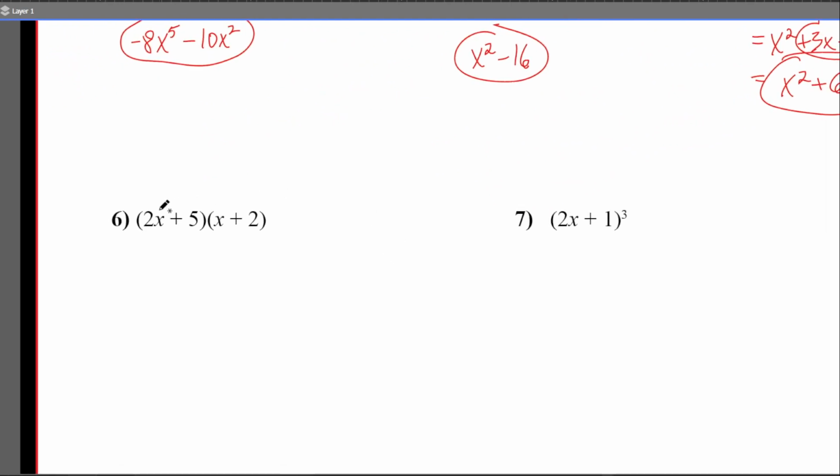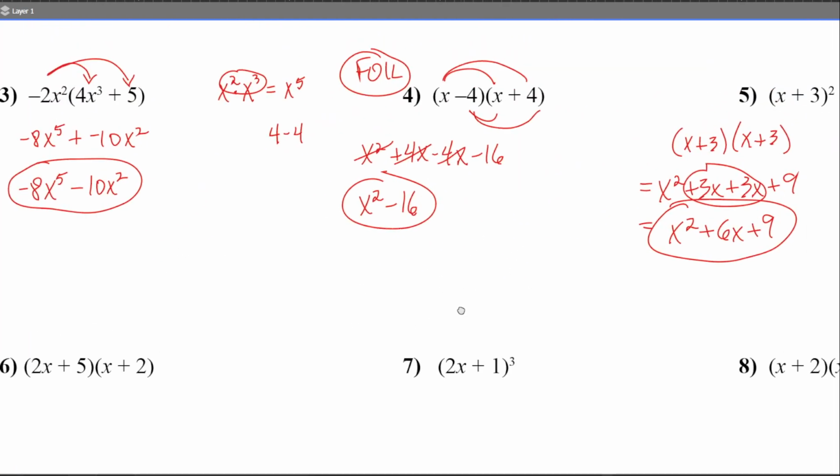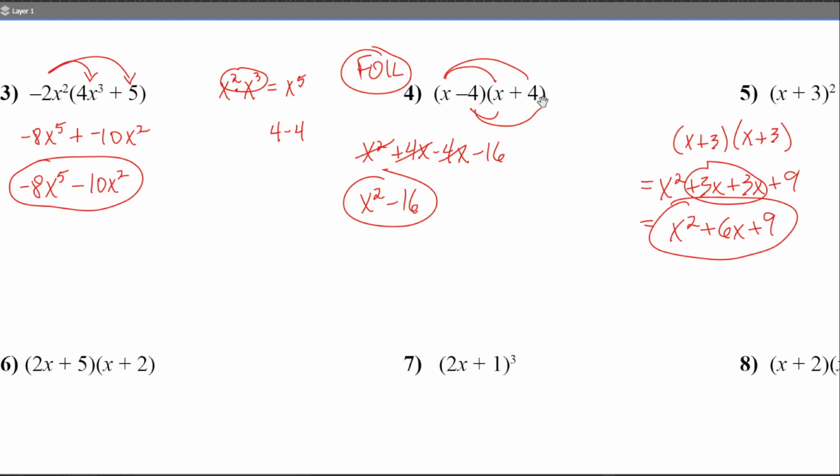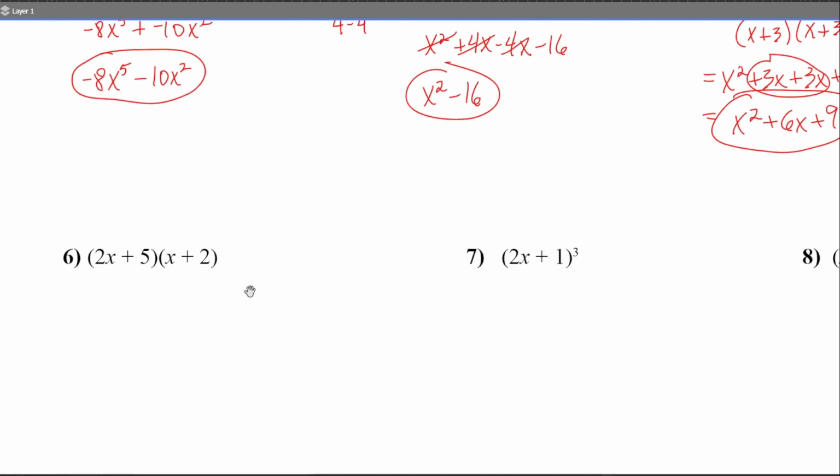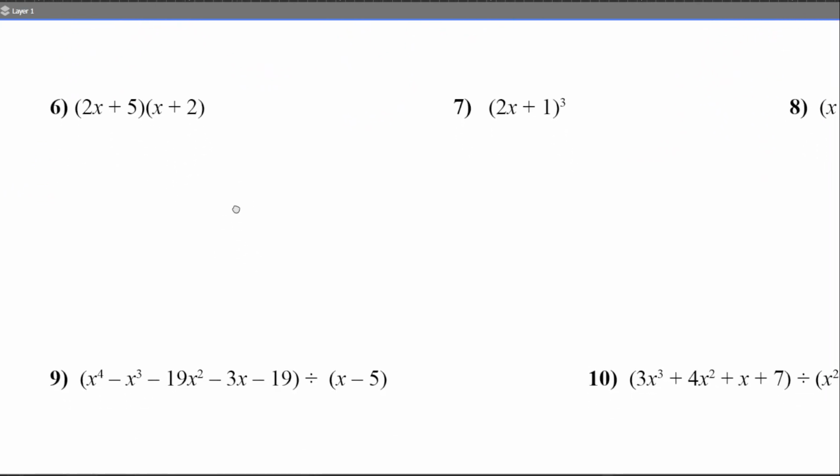Here's another FOIL method, but they're not the same numbers. Like over here, you had an x plus 4 times x plus 4. You had an x plus 3 and an x plus 3. This one's a little bit different. You don't have the exact same numbers, but it's still the same basic principle as FOIL method. So let's do it. The first, 2x times x. It's 2x squared. x times x is x squared.